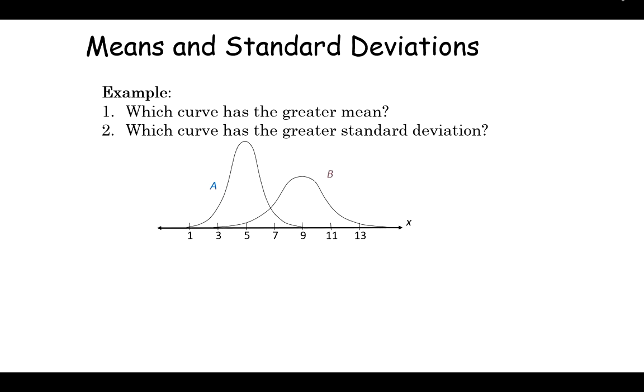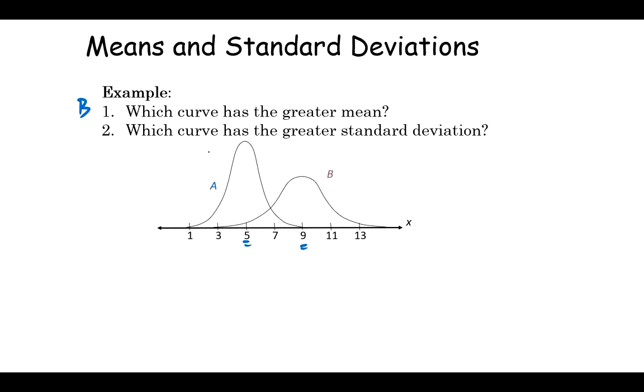Okay, next. Means and standard deviation. For example, given these curves, curve A and curve B, which curve has a greater mean? Okay. Alam natin na si mean ay always at the center of our distribution. So, in curve A, at the center of the distribution is 5. In B, we have 9. So, meaning, the greater mean is on curve B.